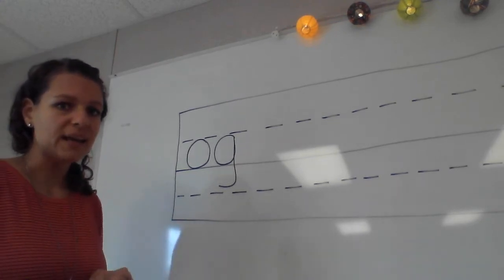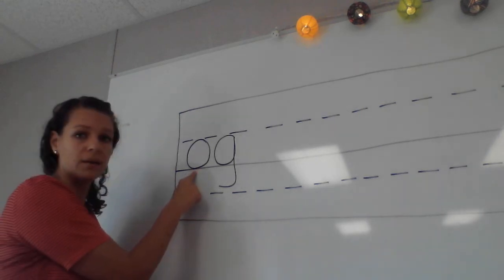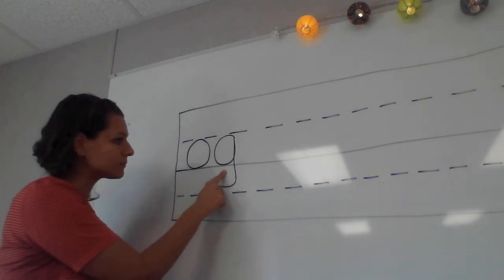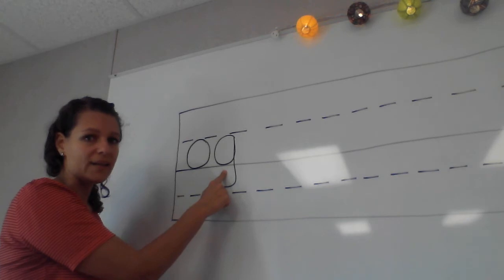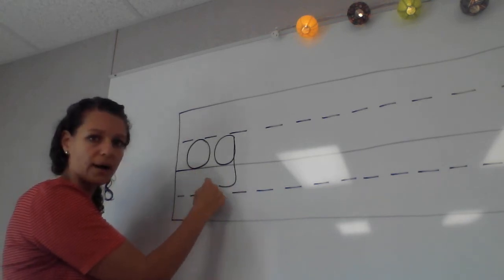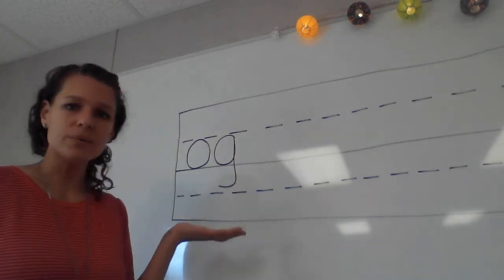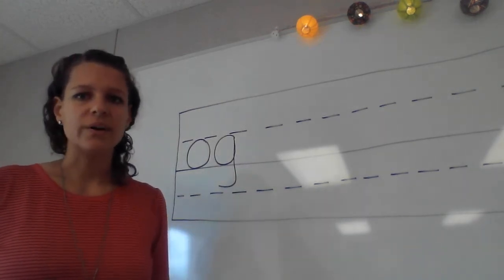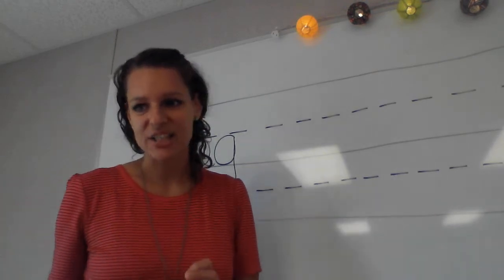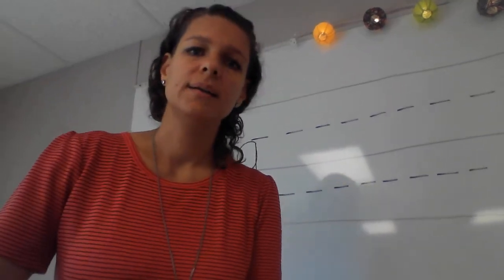All right, are you ready? Let's say our sounds and then we'll put them together. Good, aw. Good, g. Now let's put them together. Og, og, og. Good. We just wrote and read our first word of second grade. Excellent job.